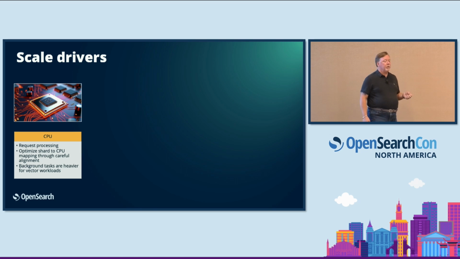First of those is CPU. CPU obviously is about request processing. When you send a request to OpenSearch, it's going to be distributed across shards, and each of those shards will process it. You want to really be careful to optimize your shard and CPU ratios so that you have enough CPU to drive the workload.